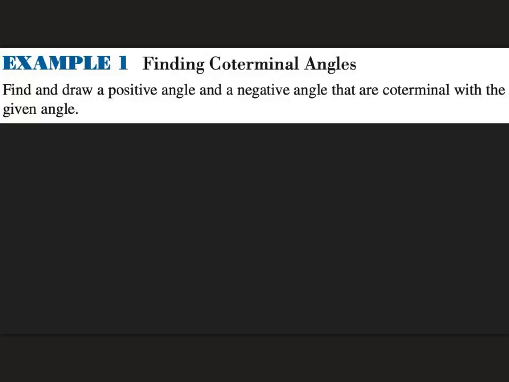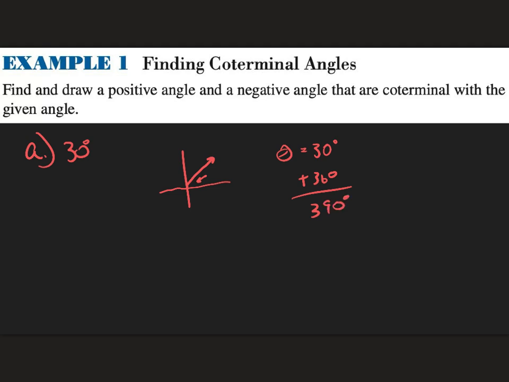Okay, now coterminal angles. First, find and draw a positive angle and a negative angle that are coterminal with the given angle. Okay, so let's give you the angle first. For A, 30 degrees. What is coterminal? I'm going to add 360 degrees to it, and that gives me 390, which is bigger than 360. Or I could subtract 360 from it, so negative 360 plus 30.